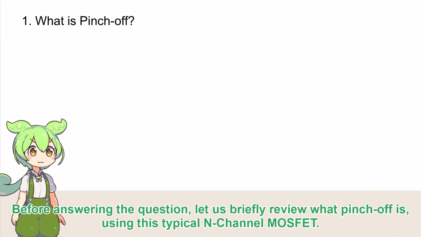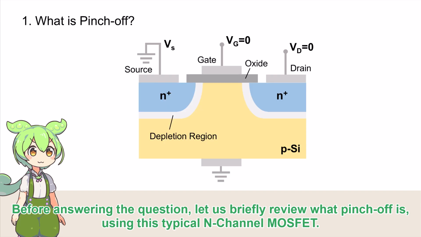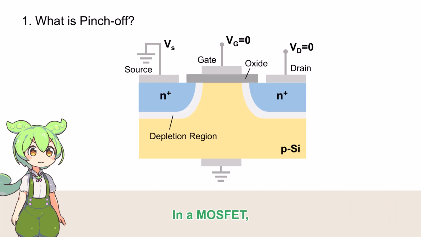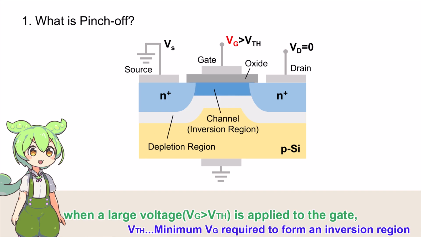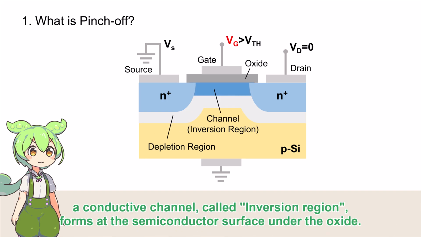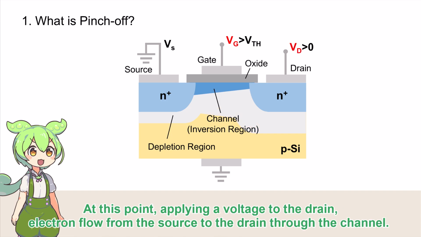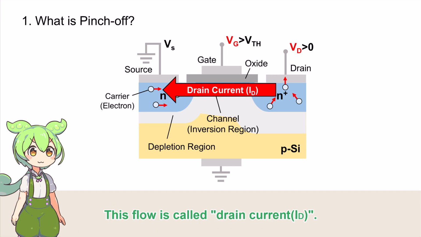Before answering the questions, let us briefly review what pinch-off is, using this typical N-channel MOSFET. In a MOSFET, when a large voltage is applied to the gate, a conductive channel called the inversion region forms at the semiconductor surface under the oxide. At this point, applying a voltage to the drain, electrons flow from the source to the drain through the channel. This flow is called drain current.